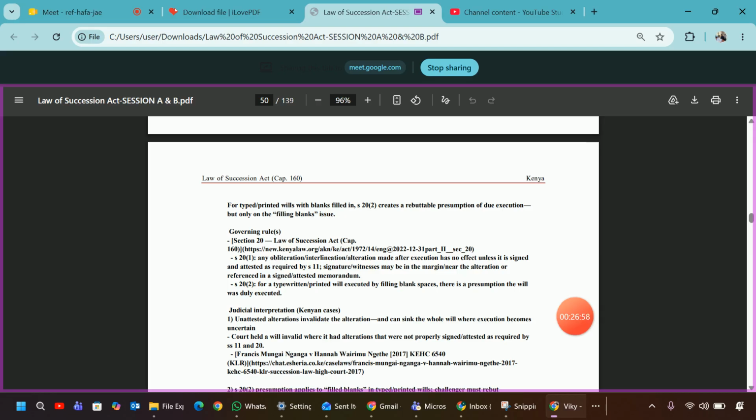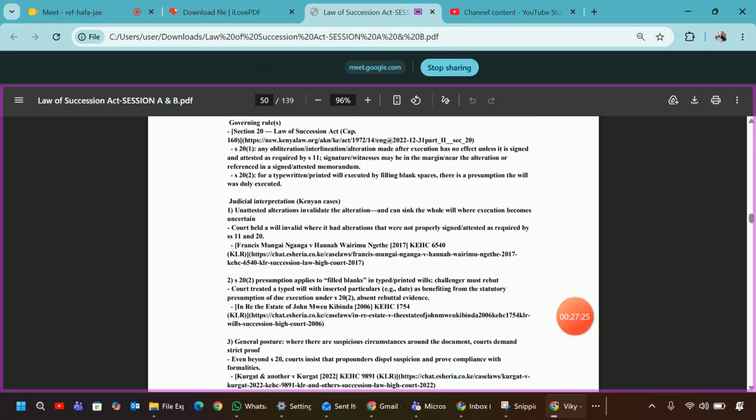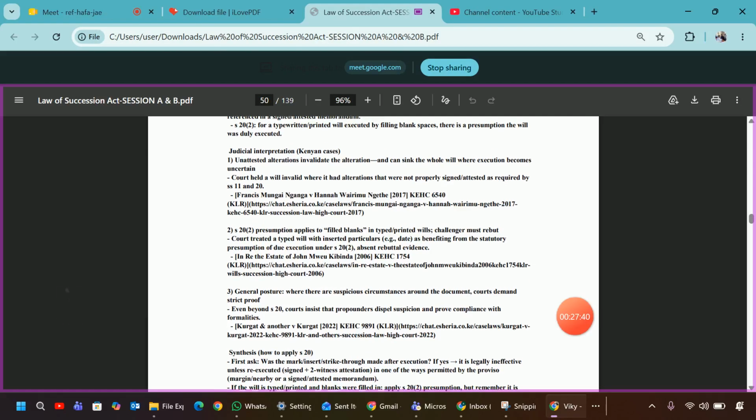Signature or witnesses may be in the margin or near the alteration or referenced in a signed or attested memorandum. Section 22: for a typewritten or printed will executed by filling blank spaces, there is a presumption the will was duly executed. Judicial interpretation: unattested alterations invalidate the alteration and can sink the old will where execution becomes uncertain. In Francis Mungai Ng'ang'a vs. Hannah Wairimu Ng'ethe 2017, the court held a will invalid where it had alterations that were not properly signed or attested as required by Sections 11 and 20.